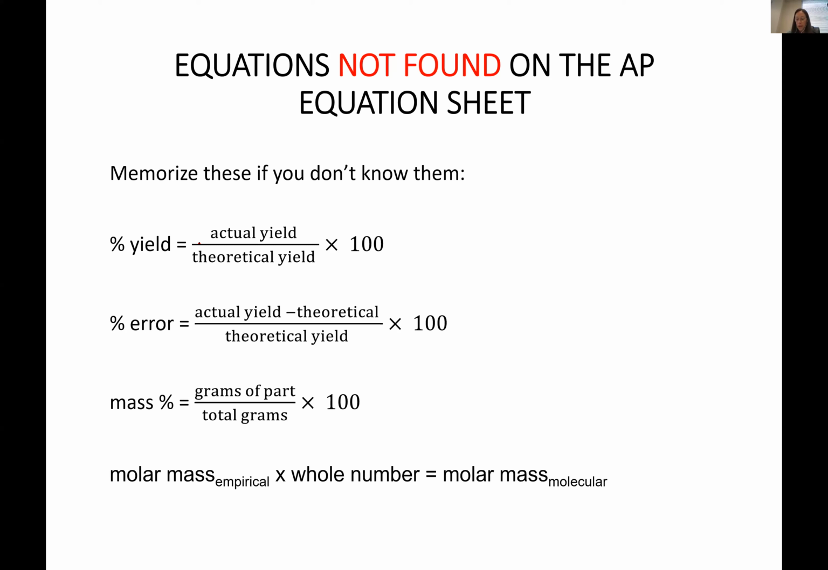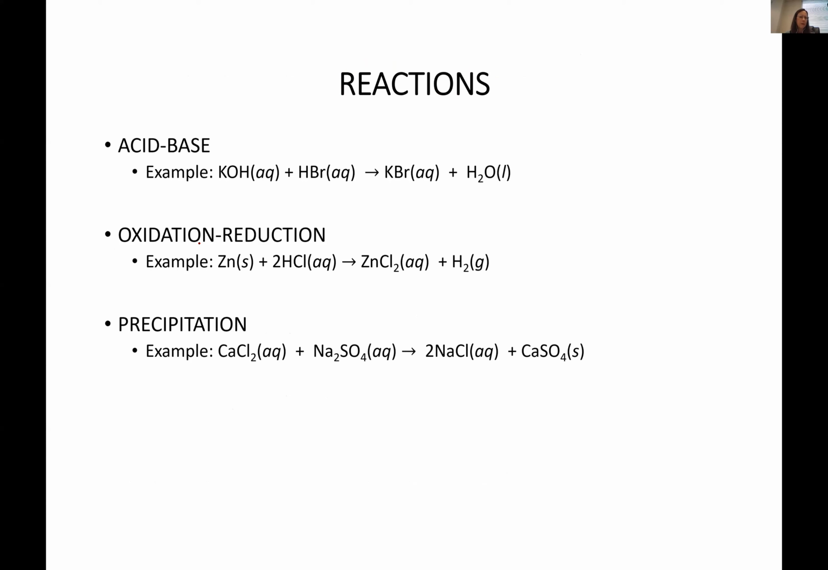So I just wanted to kind of point those out to you. You don't need to memorize them though. You do need to know what they're for and maybe have a practice example of each one. So the main types of reactions that you might encounter on this exam would be acid-base. How would you recognize acid-base?